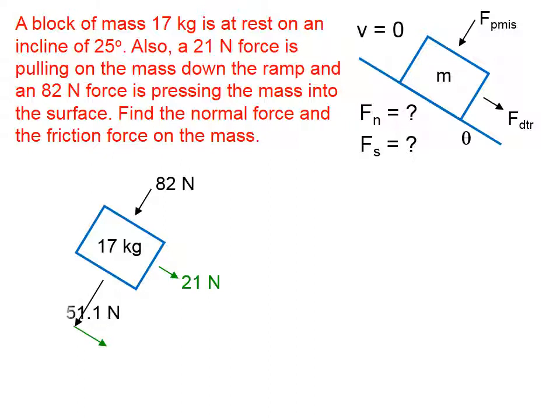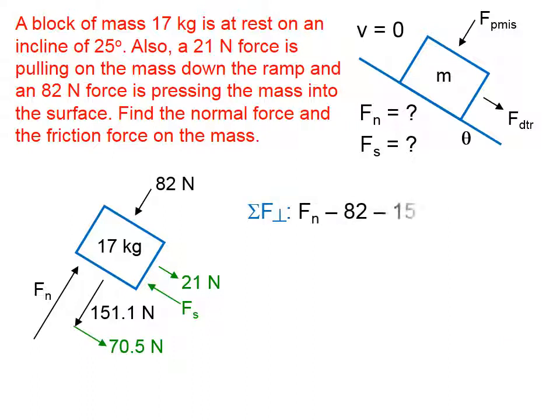So you check and make sure that when you take 17 times 9.81 times the cosine of 25, you get 151.1. And when you take 17 times 9.81 times the sine of 25, you get 70.5. There's also a normal force that's acting on this mass and a static friction force. So let's write the Newton's second law equations.